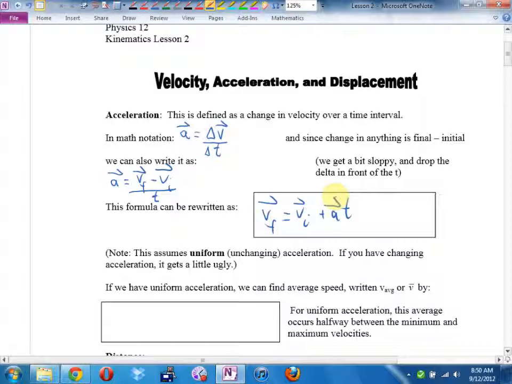However, this assumes what we call uniform or unchanging acceleration. If you have an acceleration that's changing, it gets ugly. In fact, that's when you start to need calculus.